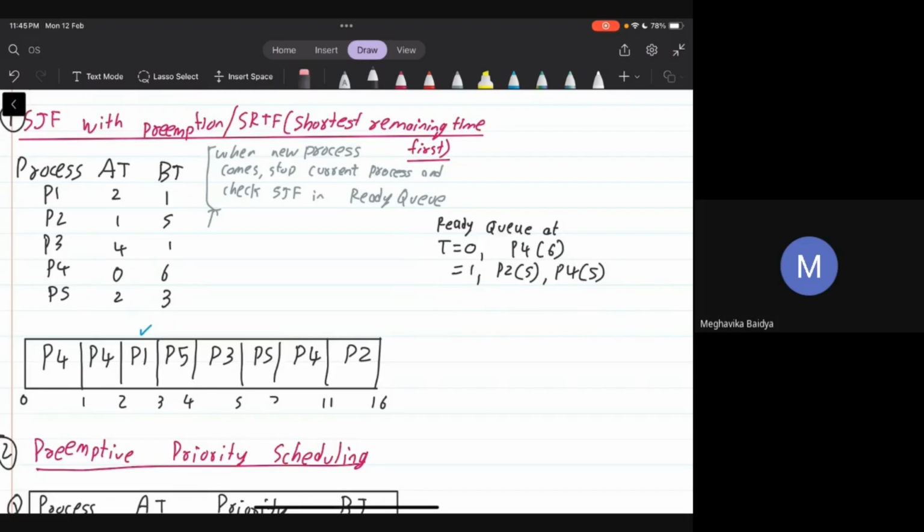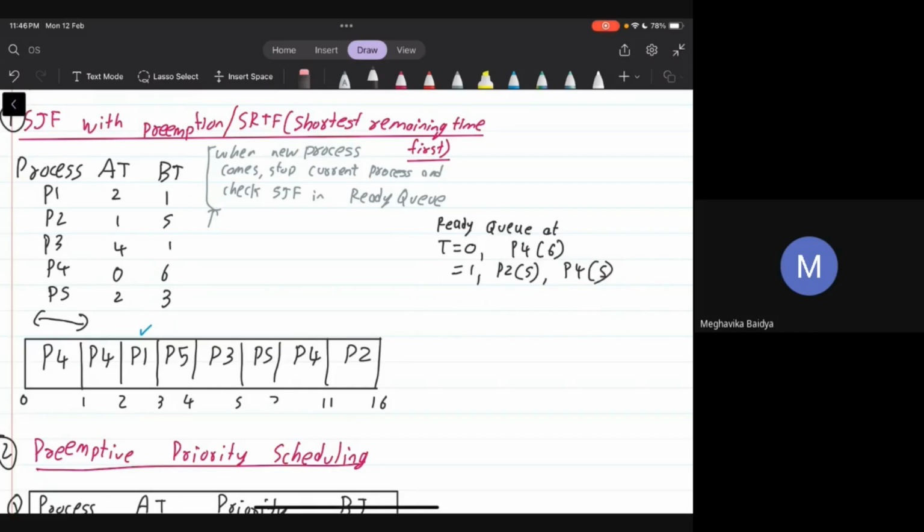Any doubts here? Can you explain t equals 1 once again? At t equals 1, P2 came, right? P2's arrival time is 1. So you write P2 of 5. And then P4, the burst time at t equals 0 was 6. But it has already executed 1 second. So it will now become P4 of 5.